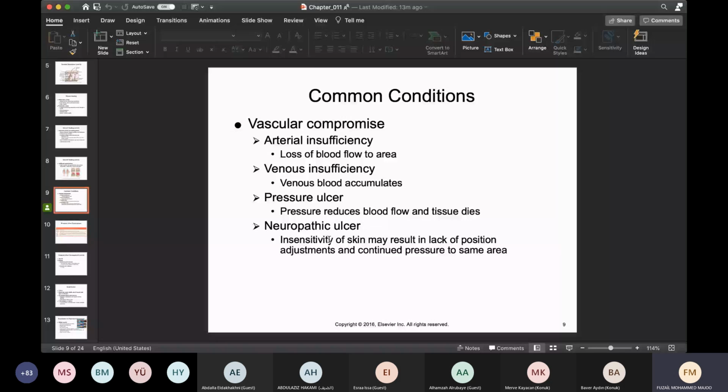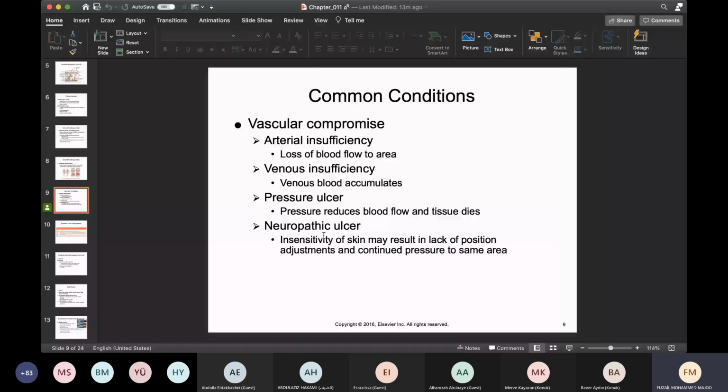There's also neuropathic ulcers. So again, with neuropathic ulcers, you don't feel anything. So it's insensitivity of the skin. Again, when you don't feel anything, then you tend to not move, and that just makes this pressure much worse. Or again, if it starts off as neuropathic compromise, it ends up turning into a pressure ulcer as well.